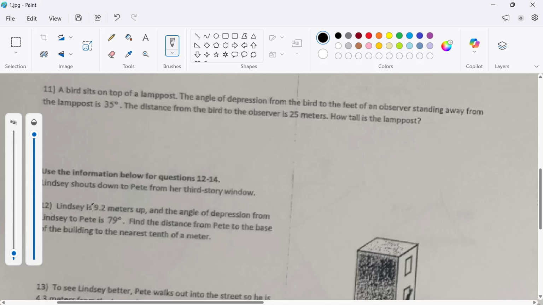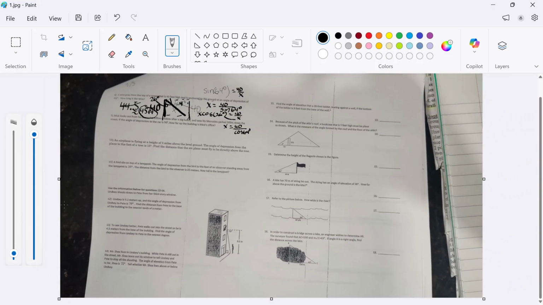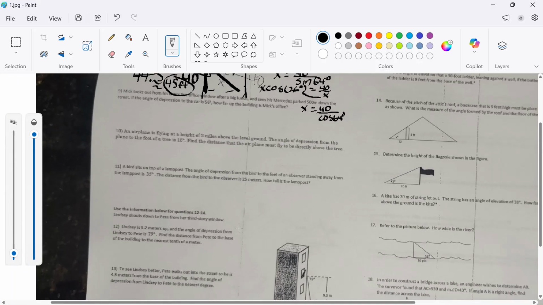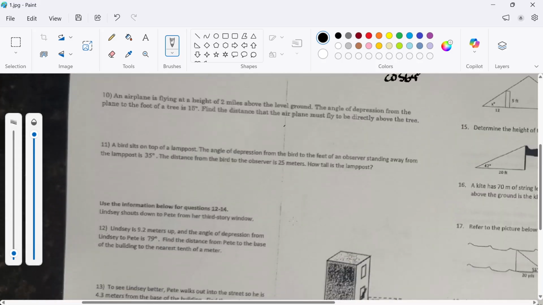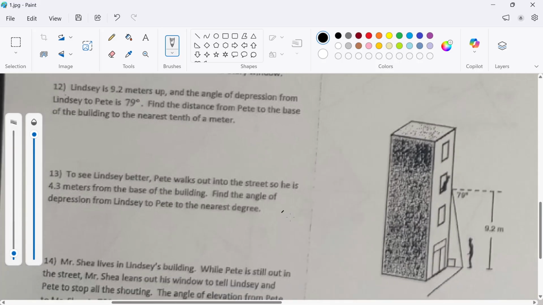All right, let me do another one. Here's a nice looking one. Let me get some room so I can zoom in on it the proper way. This one says, for questions, boy, I can't get rid of those menus.